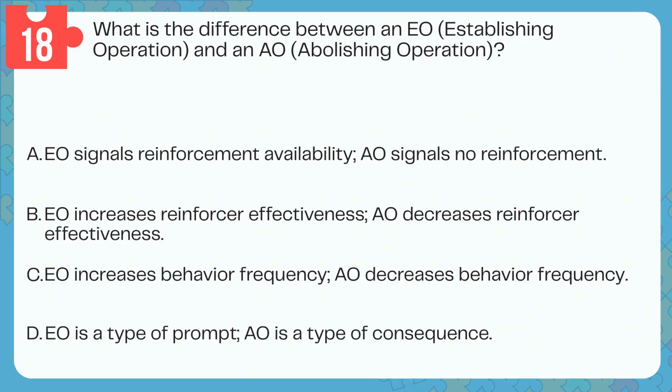Question 18. What is the difference between an EO, establishing operation, and an AO, abolishing operation? A. EO signals reinforcement availability. AO signals no reinforcement. B. EO increases reinforcer effectiveness. AO decreases reinforcer effectiveness. C. EO increases behavior frequency. AO decreases behavior frequency. D. EO is a type of prompt. AO is a type of consequence.